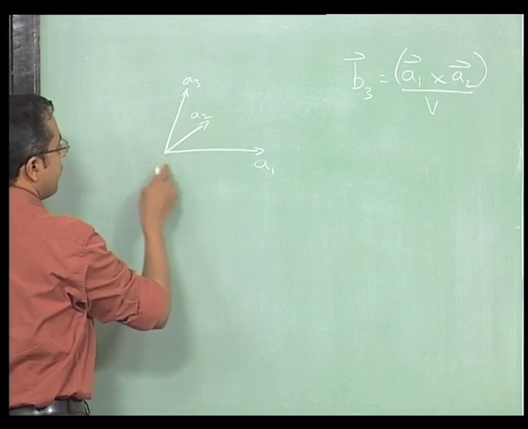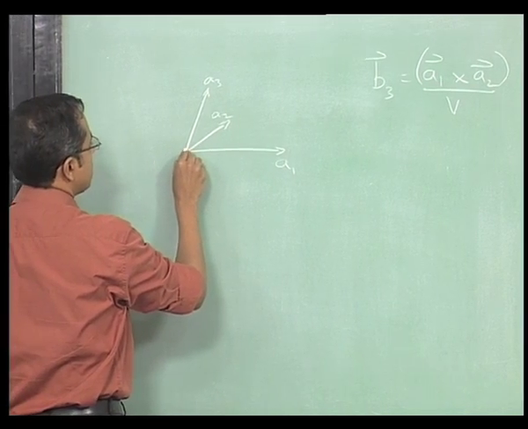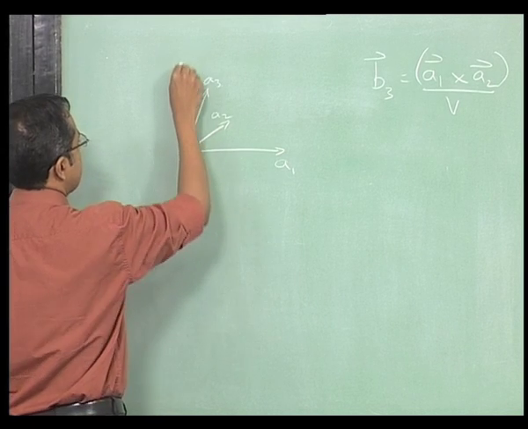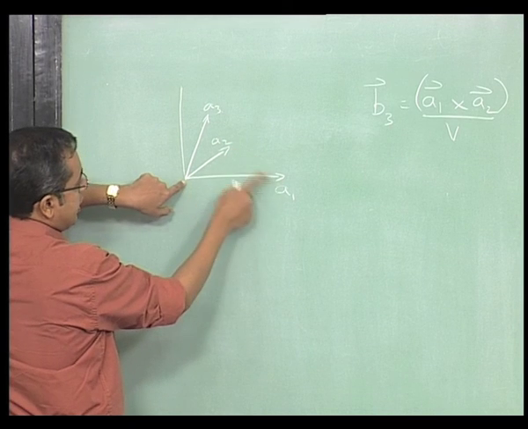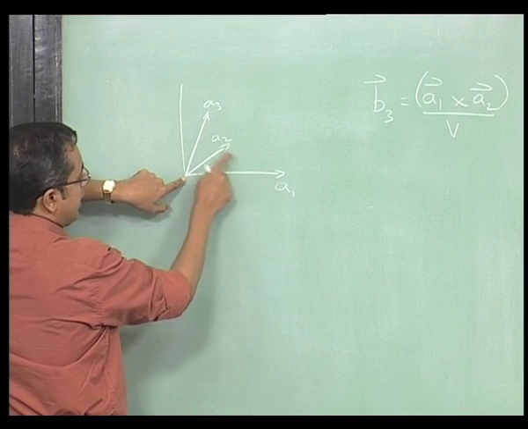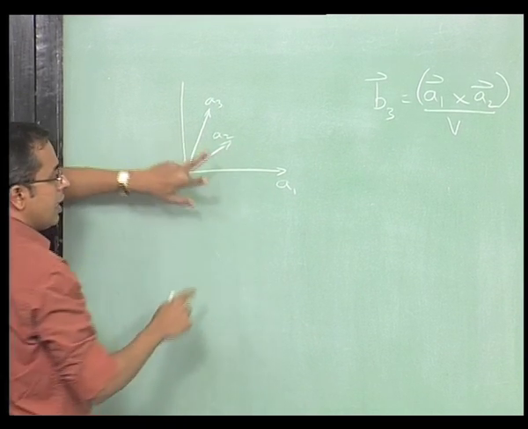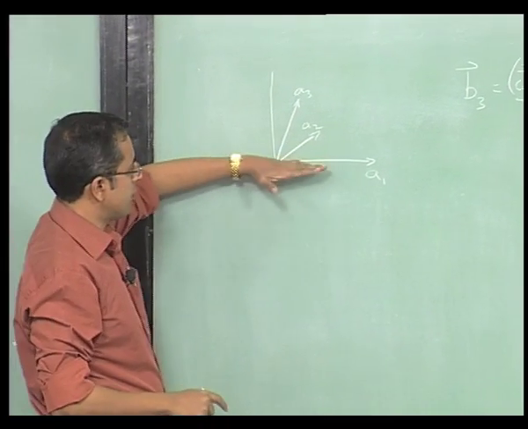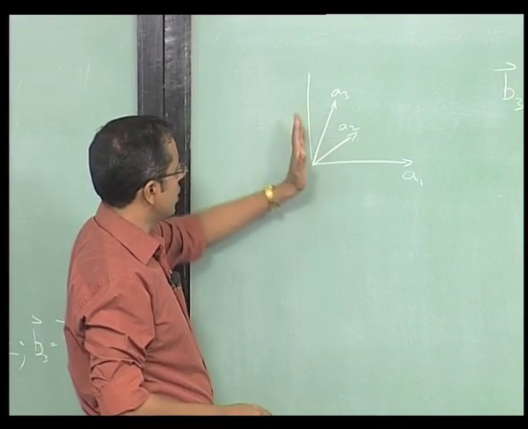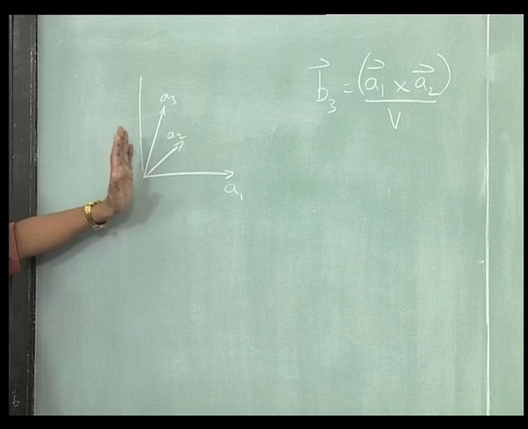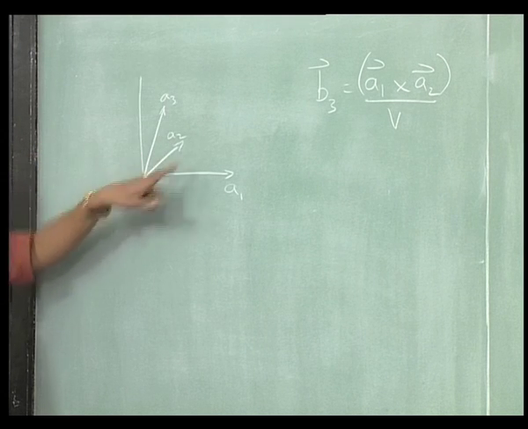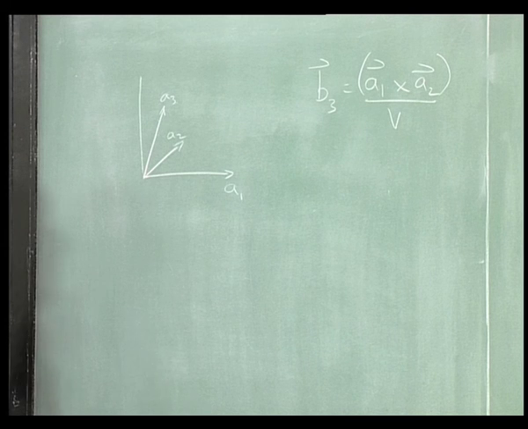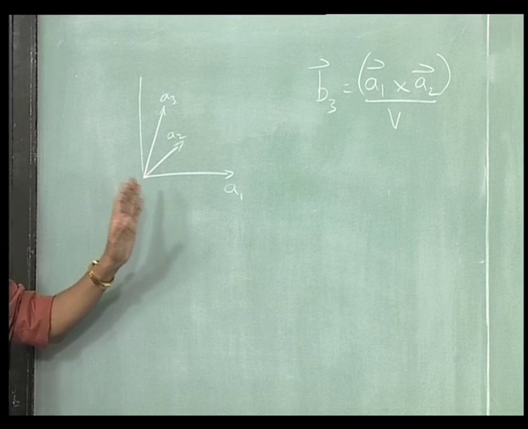So on this scale, if you want to draw B3, it would show up somewhere in this direction, perpendicular to the plane described by A1 and A2. The vectors A1 and A2 define a plane which we are now treating as the horizontal plane on this board, and B3 would appear in this direction, perpendicular to A1 and A2. That is the definition.